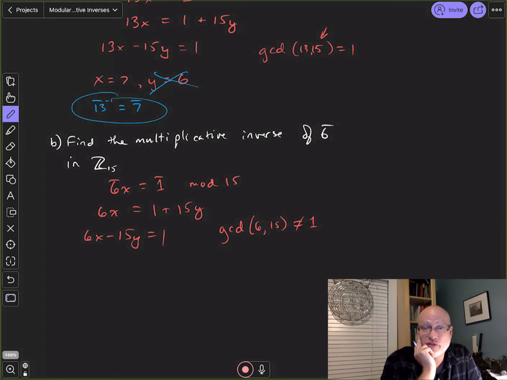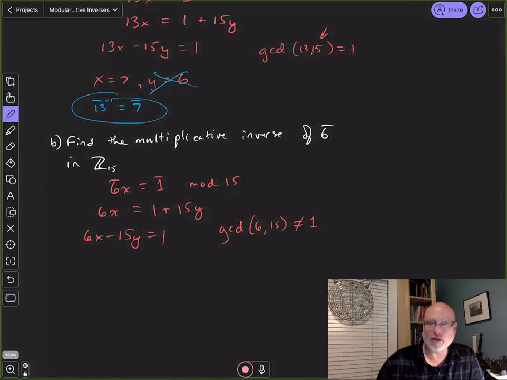And could we extrapolate a little bit more about how we'll know it's not going to exist without getting to this point? Well, yes, we look at the 6 and the 15, and we ask what their relationship is. If they're relatively prime, then we know there's a multiplicative inverse. If they're not relatively prime, we end up with a situation like this, and there's no multiplicative inverse. So that's something to keep in mind.